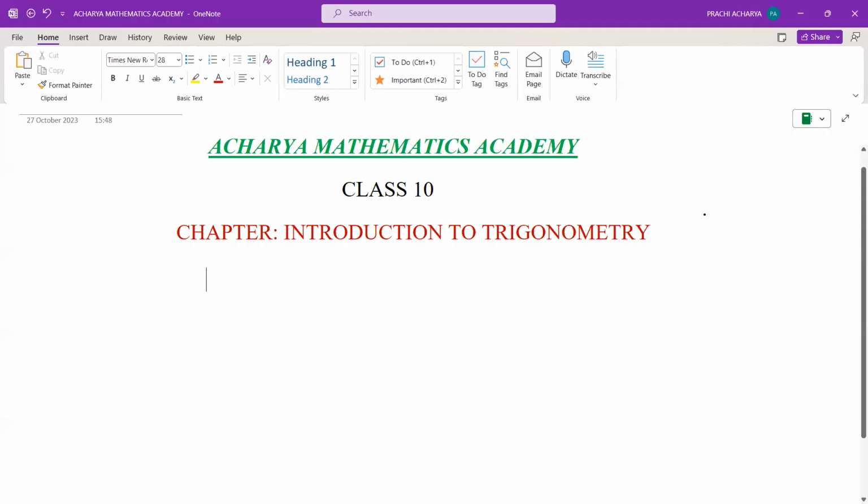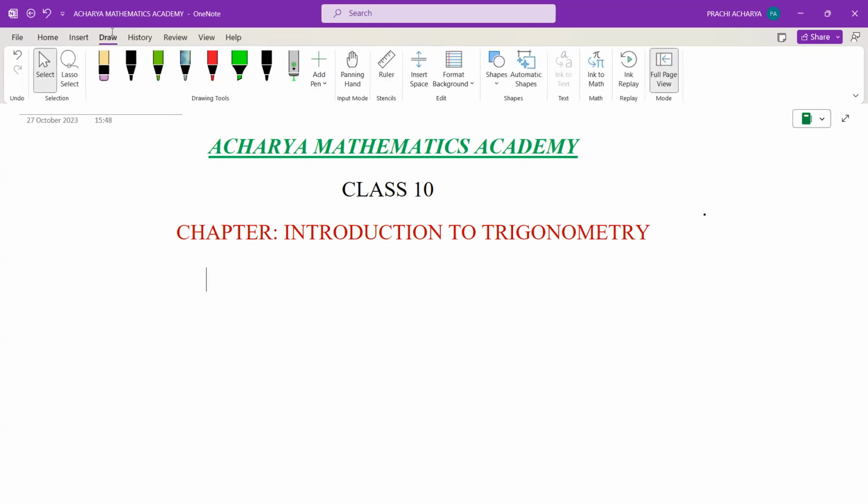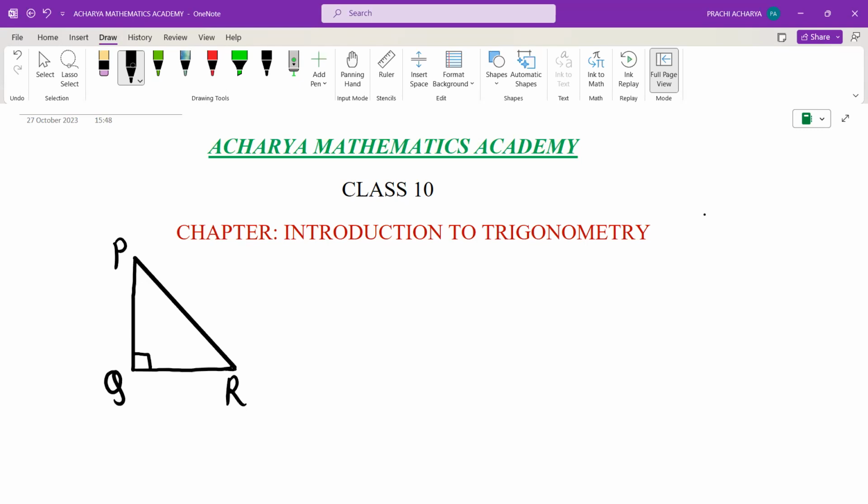Here we are. So before going for what is introduction to trigonometry, let us understand, you must be aware about Pythagoras theorem, right? So to revise a little more, we'll draw a right angle triangle. Let's say this is triangle PQR, right angle triangle PQR, angle Q 90 degree, right?